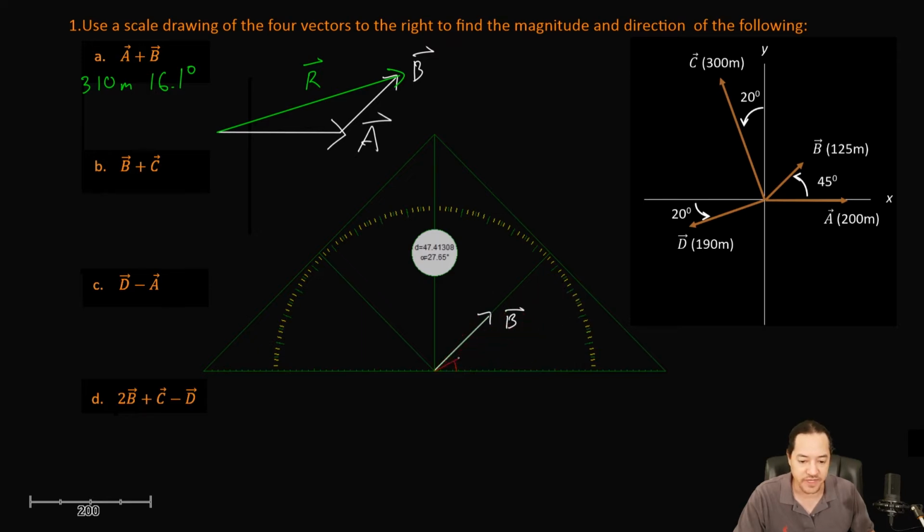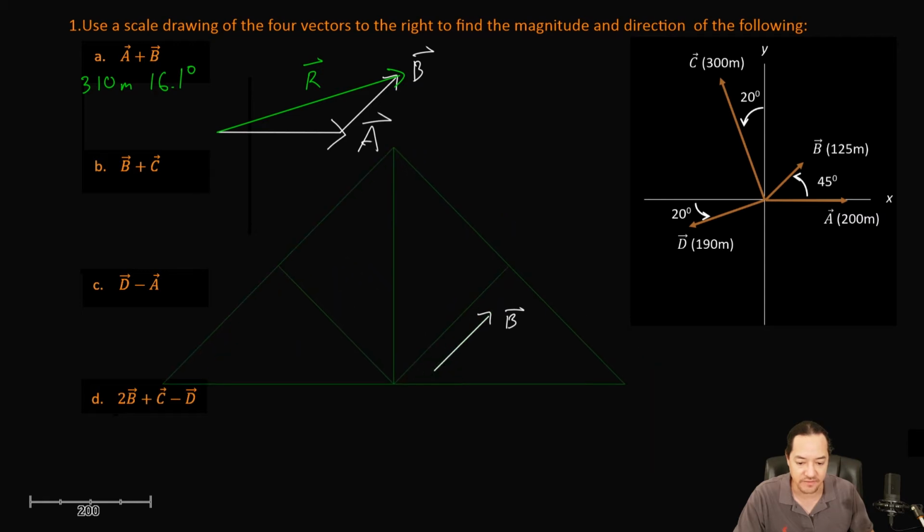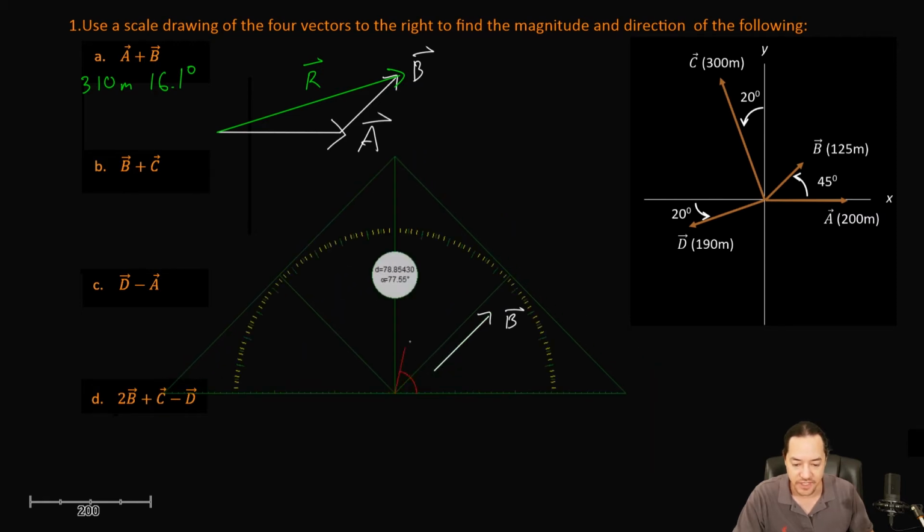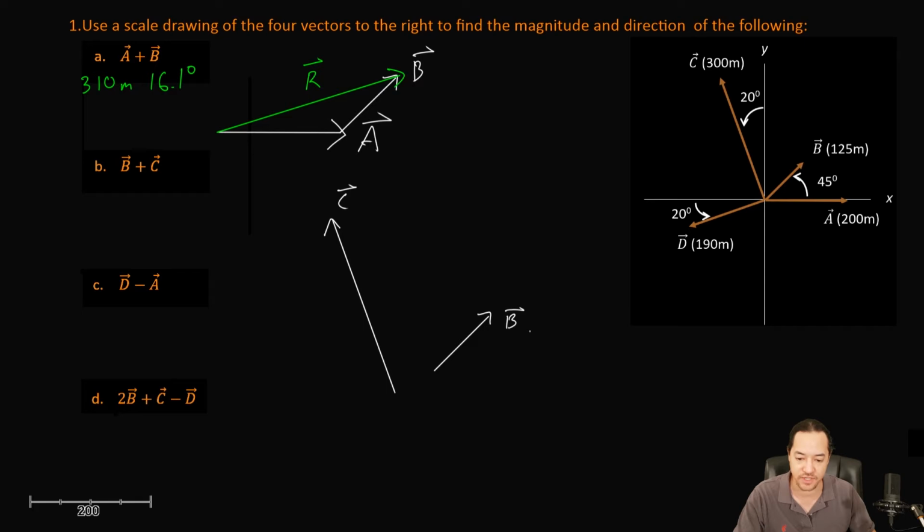And we're adding to this vector C. So let's get vector C drawn out here. Now vector C is going to be 300 meters and 20 degrees counterclockwise from the y-axis. So that's going to be 90 degrees plus 20 degrees is 110 degrees, right? So about 300 and 110 degrees. So just about here. This is going to be now vector C.